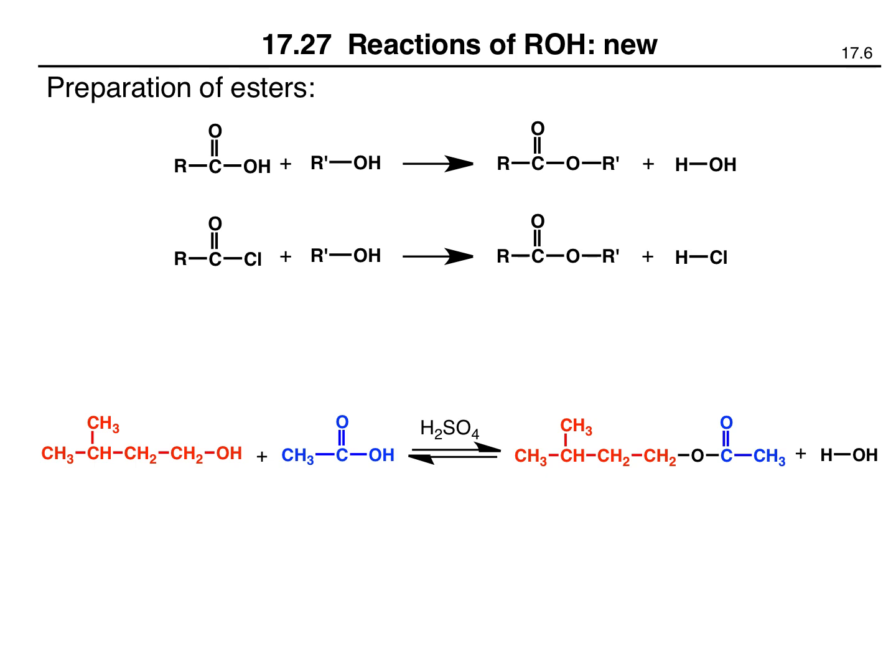So here is an example where we have isoamyl alcohol, which is the common name, and this can be esterified with acetic acid in the presence of sulfuric acid to give isoamyl acetate. This compound is responsible for the scent of bananas.